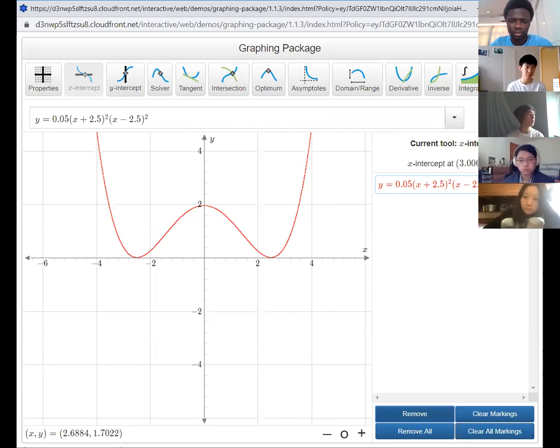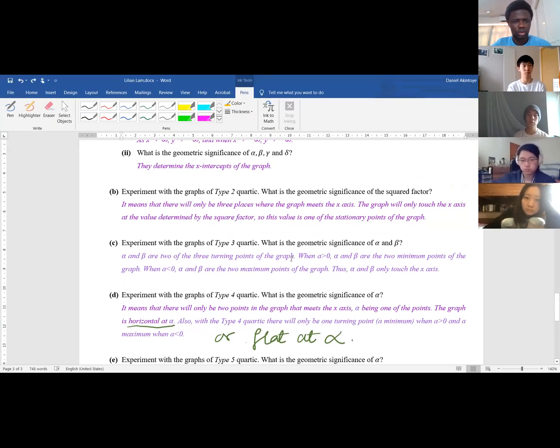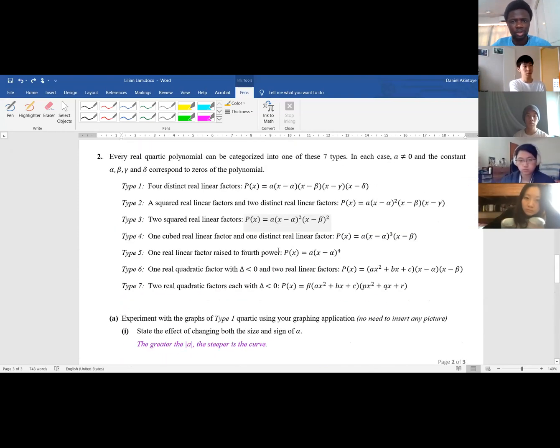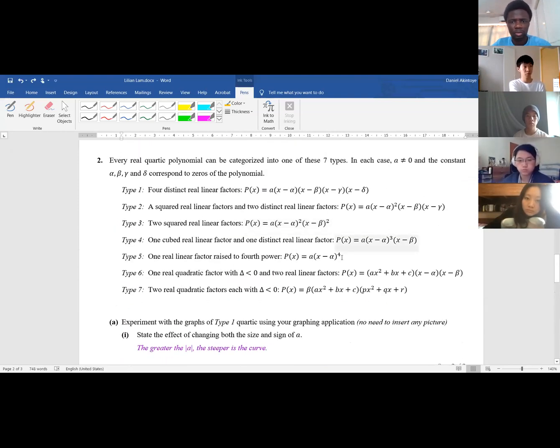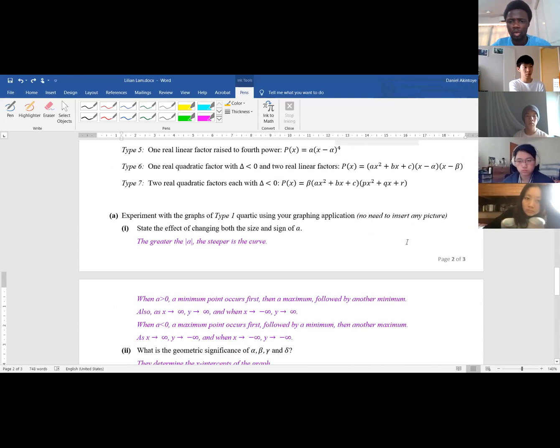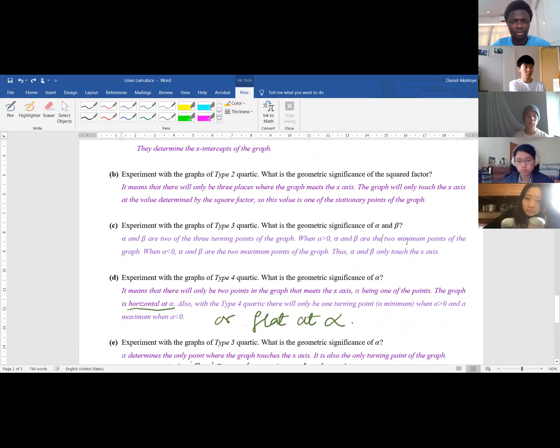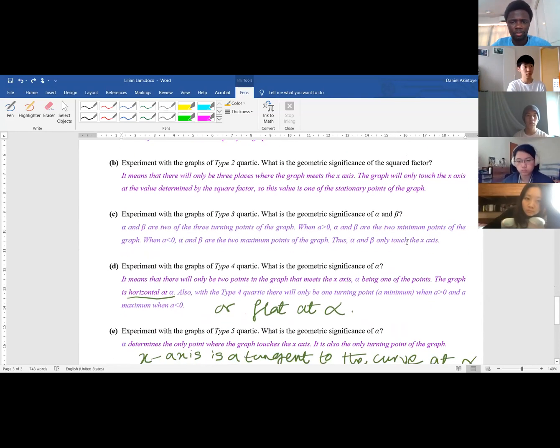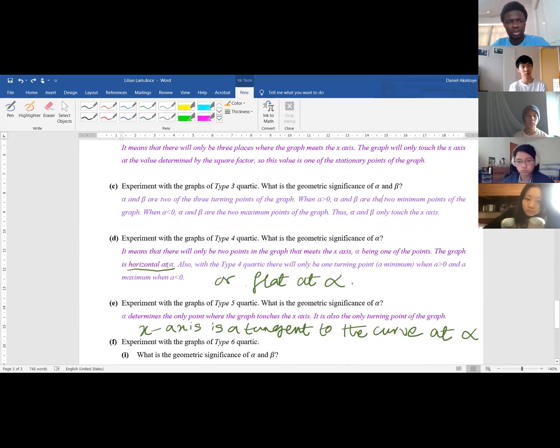So the other one is type 3. So which one is type 3? No, we just discussed type 3. Type 4, when you have one cube and one linear. So type 4, you see? It means there'll be only 2 points where it meets, yes.